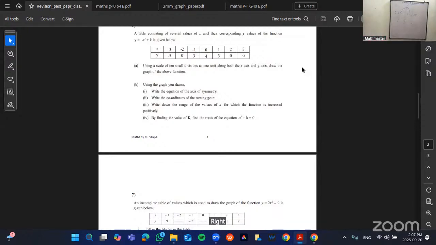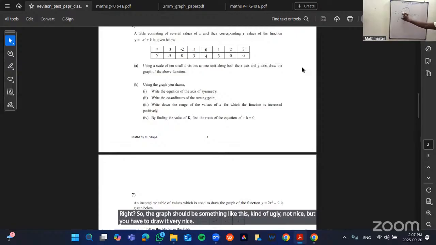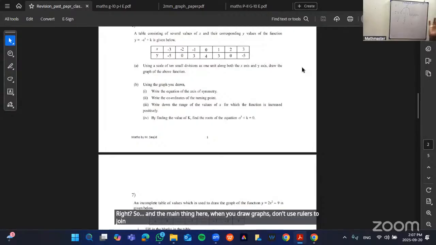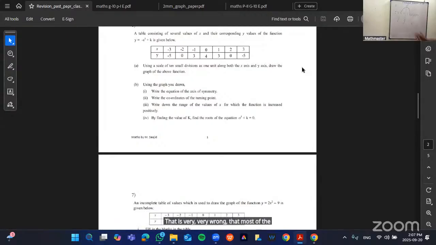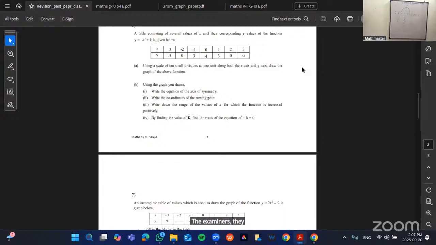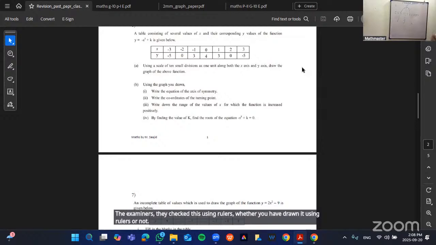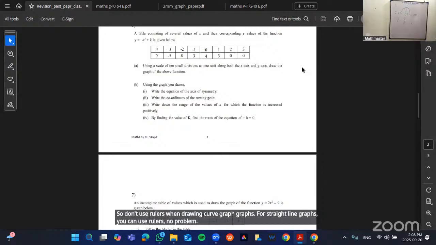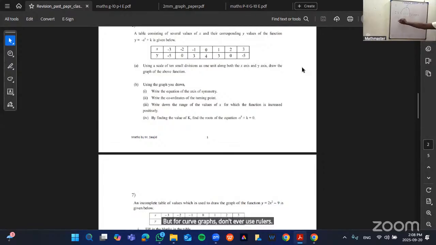So the graph should be something like this. Kind of ugly, not nice, but you have to draw it very nicely. And the main thing when you draw graphs: don't use rulers to join the points. That is very, very wrong. Most children, when they want to join two points, use a ruler and draw. Wrong, because the examiners check whether you have drawn using rulers or not, and if you have, they will cut 1 mark. So don't use rulers when drawing curve graphs. For straight line graphs, you can use rulers, no problem. But for curve graphs, don't ever use rulers. You have to draw freehand.